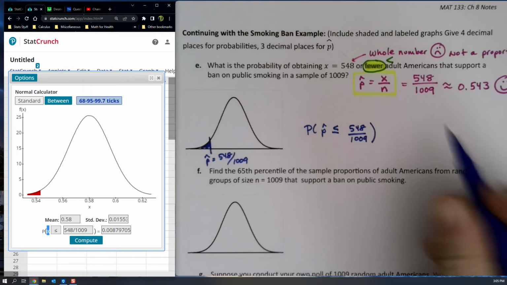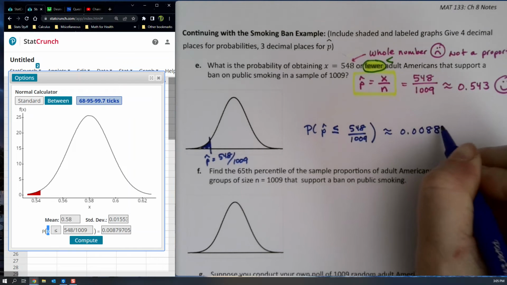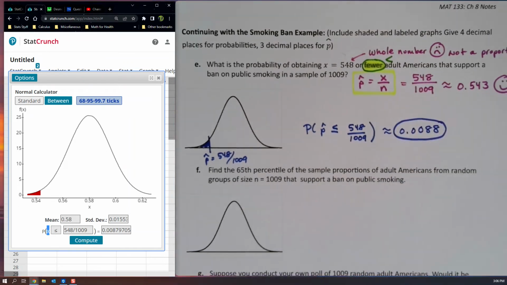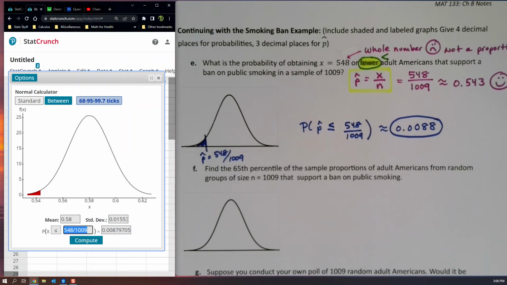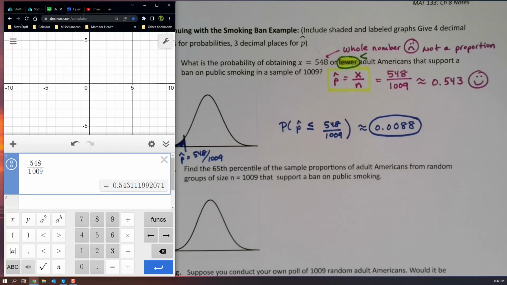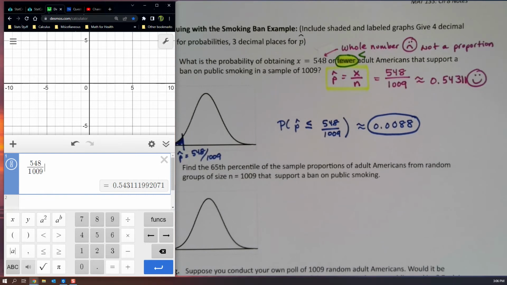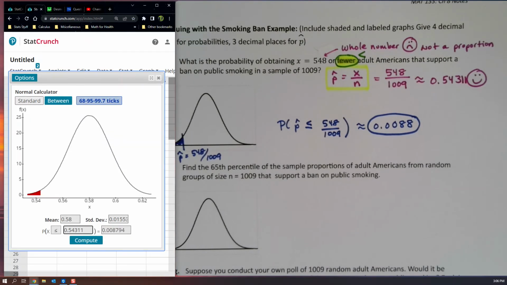If you like, you could use the decimal. Either way, it is approximately 0.0088. That's what we were looking for. And just to prove to you, we can put 0.543 in here. It's close. It's a little bit off. If I keep more decimal places, it'll be more accurate. So if you're going to use a decimal, I would say keep more decimal places, not less. So maybe make it 0.5431 or something like that, if you're going to go that way. But you don't have to in StatCrunch. StatCrunch and actually the calculator as well, they'll both let you just enter the fraction.